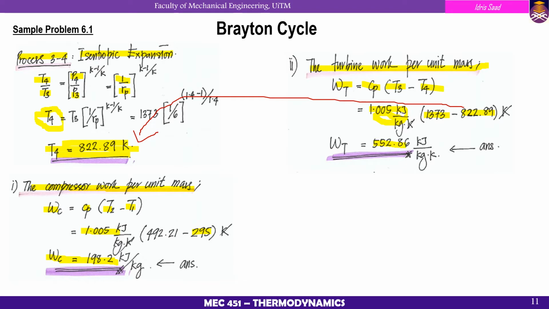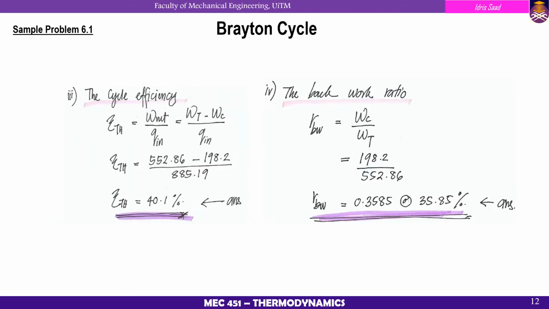Sorry, this is wrong. We have to cancel out this one, so there is no Kelvin here. Only kilojoule per kilogram. Okay, so this is how we calculate the compressor work per unit mass as well as the turbine work per unit mass.